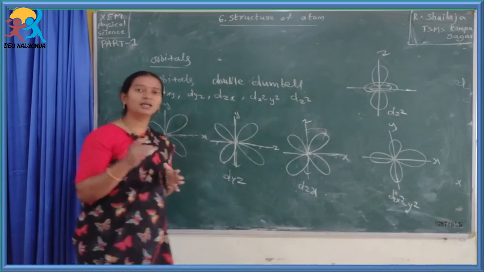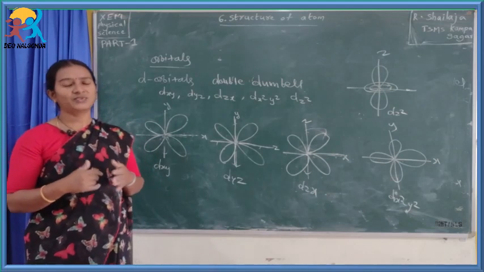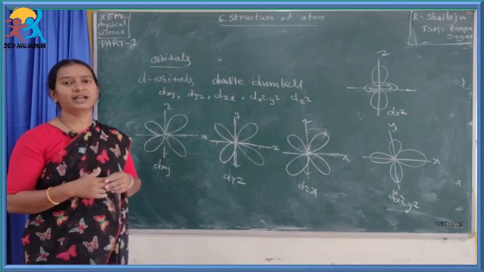So this is the orientation of d orbitals, dz square. So the d orbitals are 5 different orbitals: dxy, dyz, dzx, dx square minus y square and dz square.